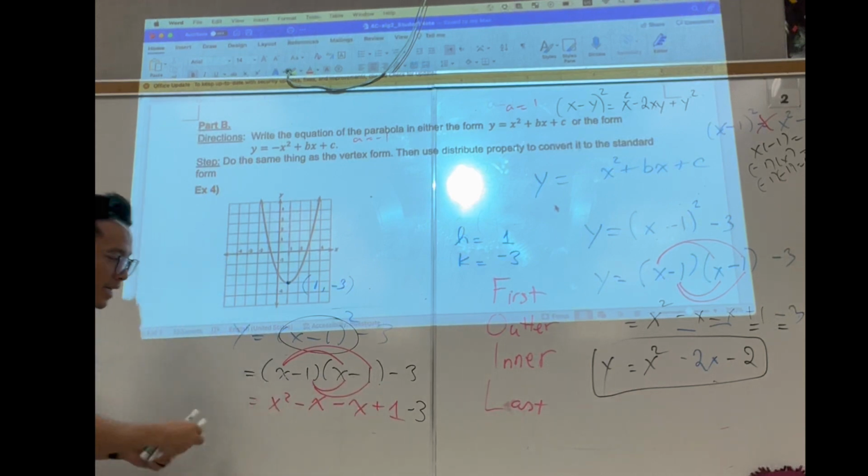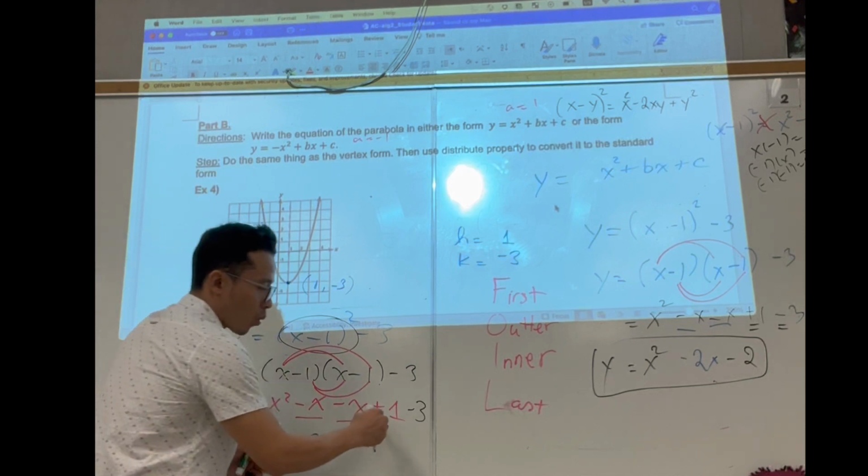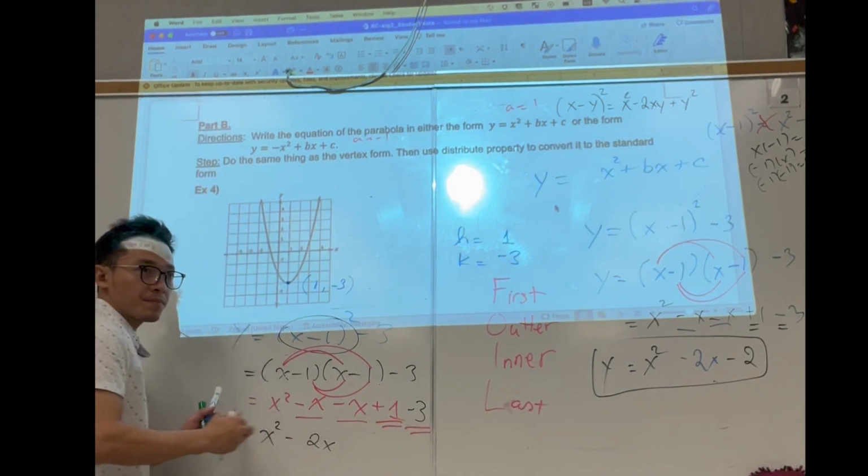Yeah? Okay, now this is just combining the like terms. Negative x and negative x is negative 2x, right? 1 and negative 3 become negative 2.